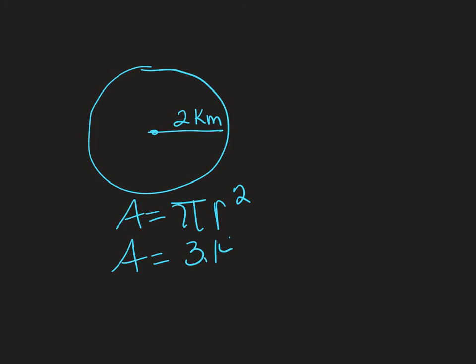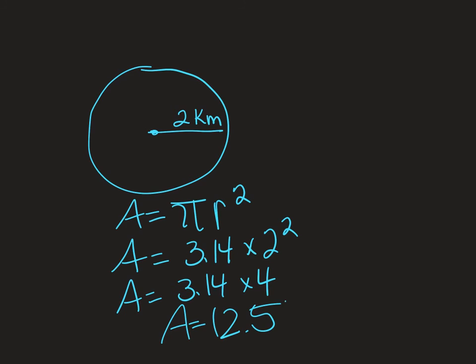All right, so let's say that this one is 2 kilometers. Area equals pi times radius squared. Area equals 3.14 times 2 squared. Area equals 3.14 times 4. You do the math. Area equals 12.56 kilometers squared. Okay?